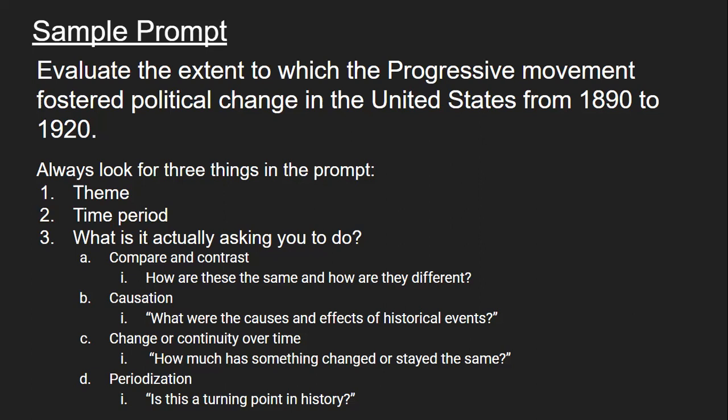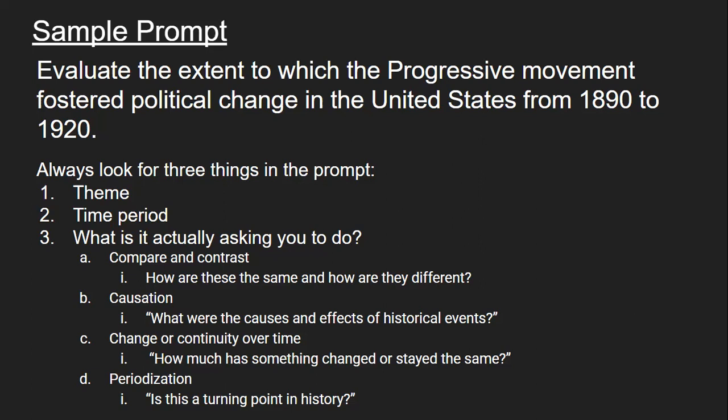But now we're going to look at what it is actually asking us to do. And I would say that this is a change or continuity over time. How much has something changed or stayed the same? It's saying evaluate the extent to which the progressive movement fostered political change. So how much political change actually happened between 1890 and 1920 as a result of the progressive movement? That's really what the question's asking you.